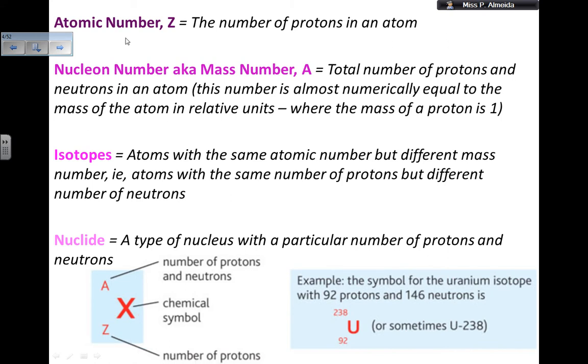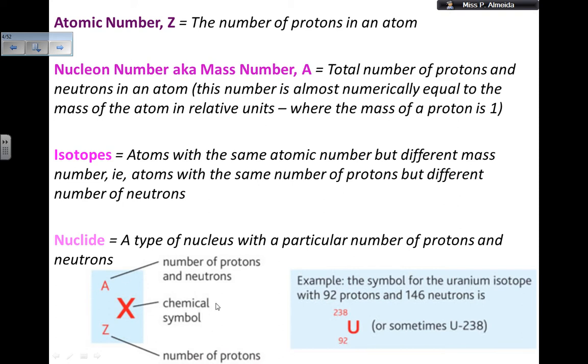So the atomic number. Then a new one for you, nucleon number or mass number, which is A. So it's going to be the total number of protons and neutrons in an atom, which is the number that is almost numerically equal to the mass of the atom, okay, in terms of relative units. And we consider the mass of the proton to be 1, so we use that as the term of comparison per se, okay?